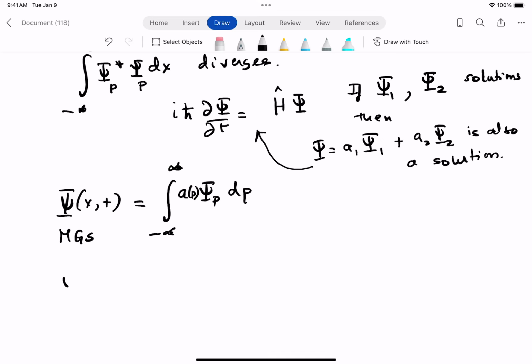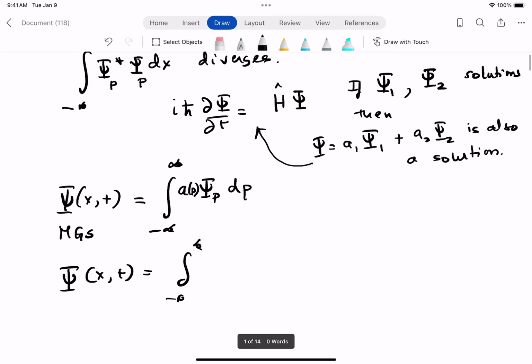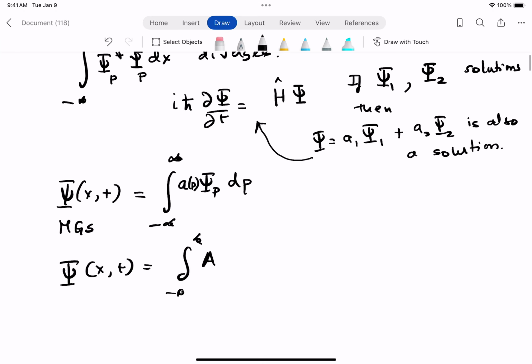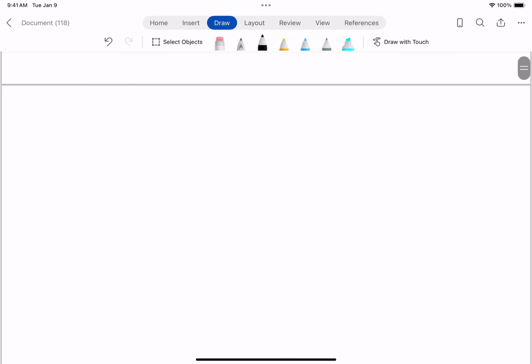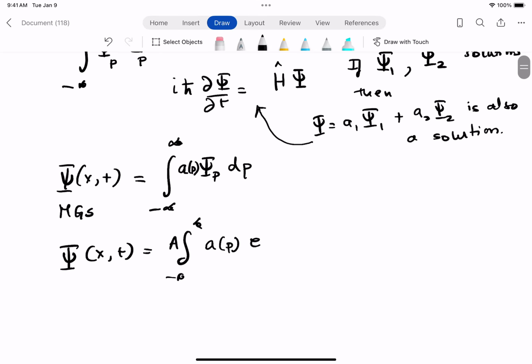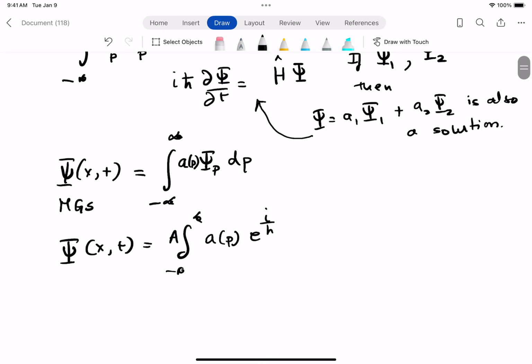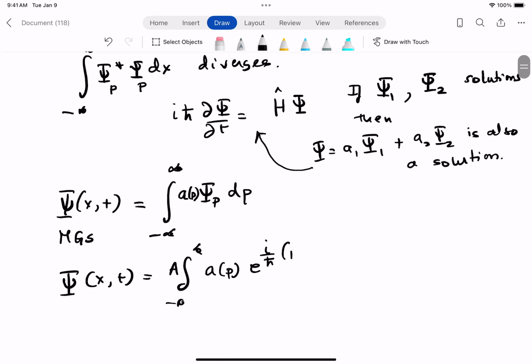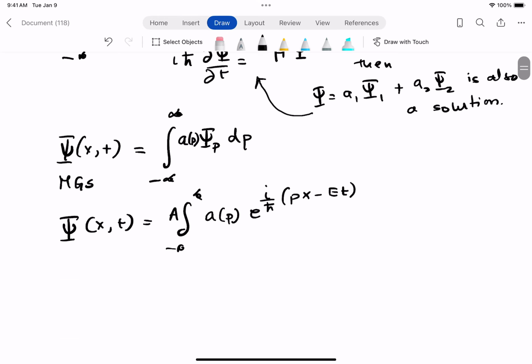So let me write this again. Psi of x,t is equal to, and I'll plug in what I had for psi p. Actually, I can take the A completely outside of the integral. A of p e to the power of i over h bar times (px minus Et), dp.